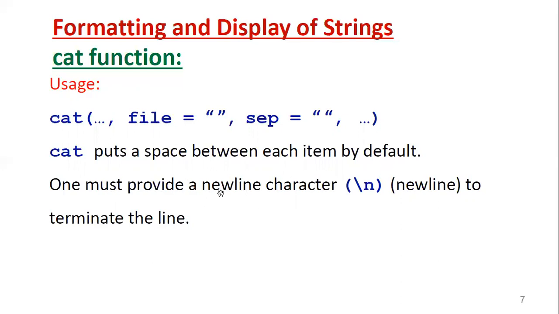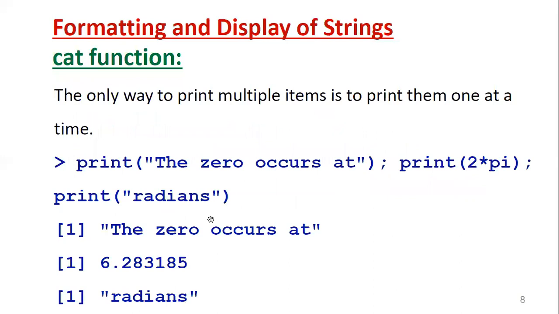One must provide a new line character by using \n to terminate the line. Suppose you want to print the combined result, or any result, on a separate line; then we have to provide \n in the cat function. So this is the usage of the cat function. Then let us see the examples.